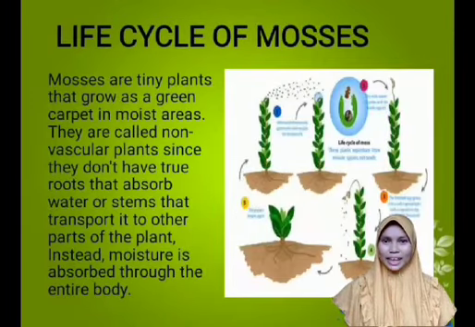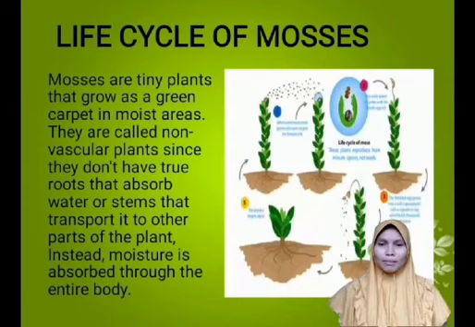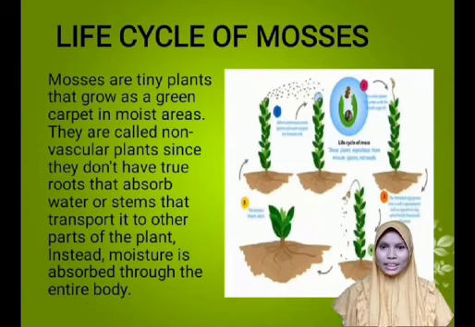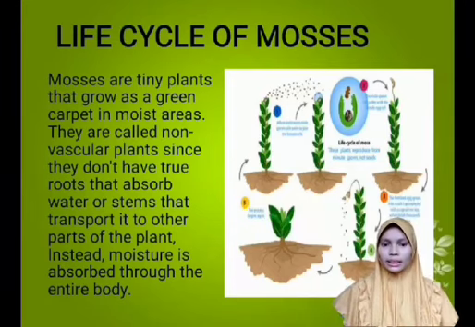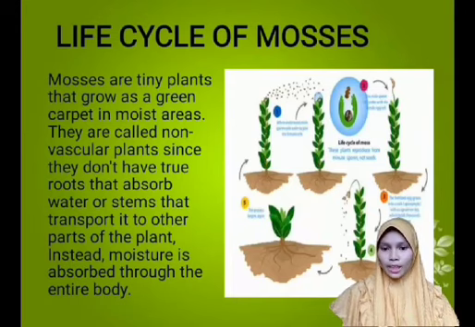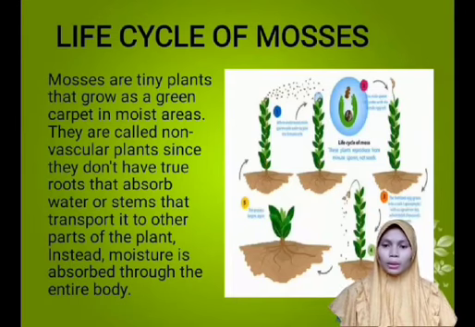Next is the life cycle of mosses. Mosses are tiny plants that grow as a green carpet in moist areas. They are called non-vascular plants since they don't have true roots that absorb water or stems that transport it to the other parts of the plant. Instead, moisture is absorbed through the entire body.